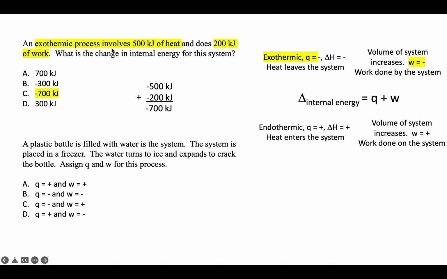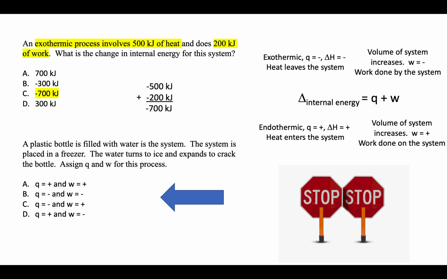So for this first one, it's exothermic, and it does 200 kilojoules of work. So in both of those cases, the sign is negative. So the change in internal energy would be -700 kilojoules. Take a second. Given this information, how would you interpret this next scenario?